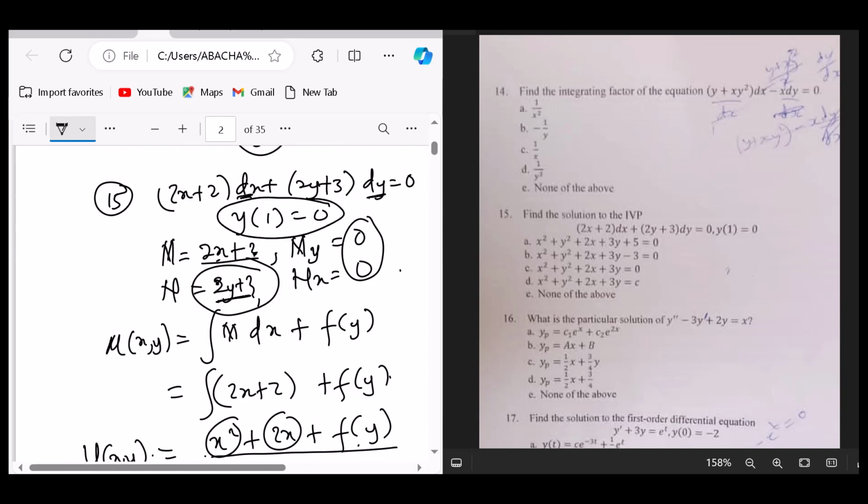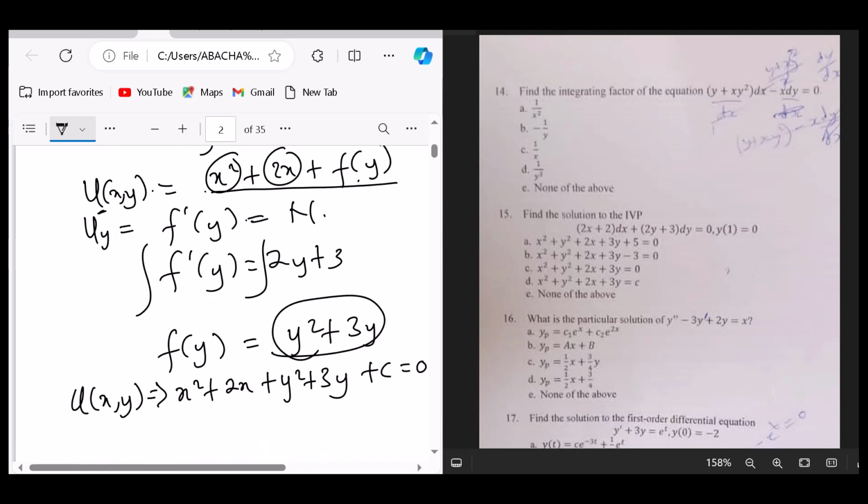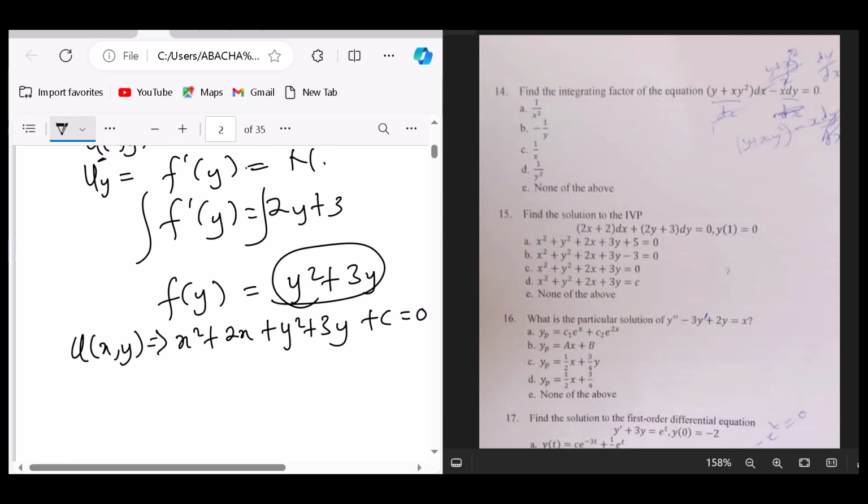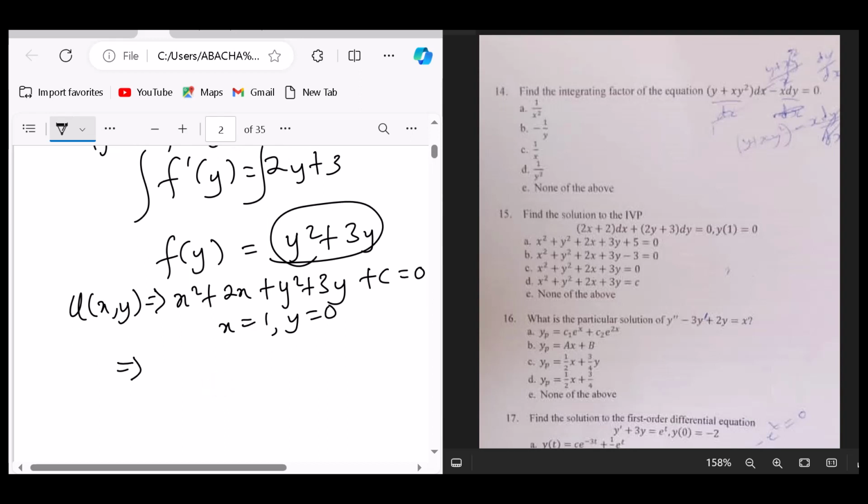We have this condition here, y of 1 equals 0, so x is equal to 1, y is equal to 0. So this will imply that we have 1 squared plus 2 into brackets 1 plus 0 squared plus 3 times 0 plus c equals 0. So I'll get 3 plus c equals 0, so c equals negative 3.